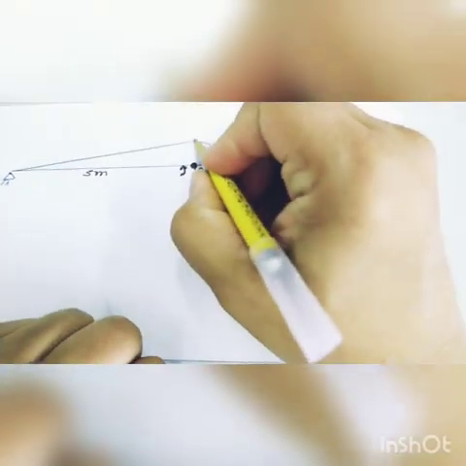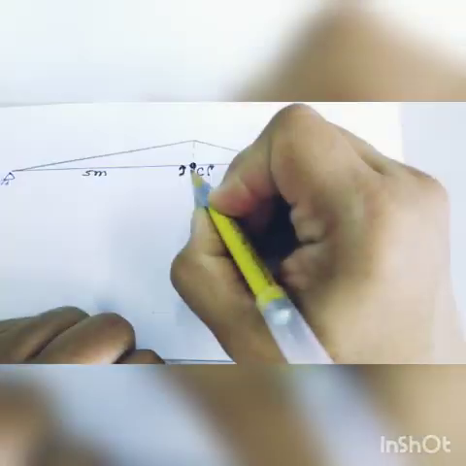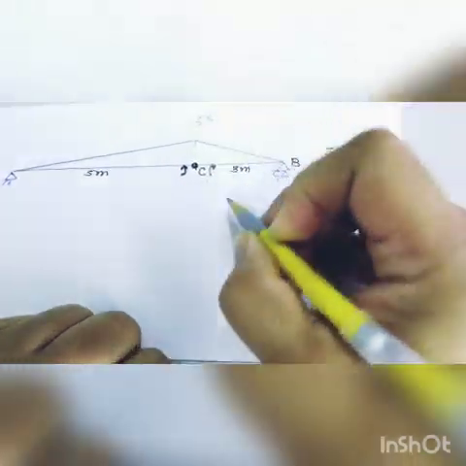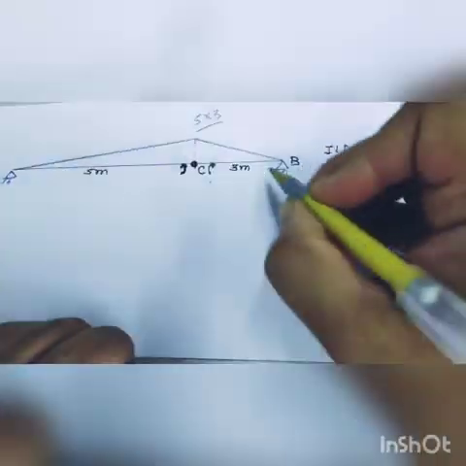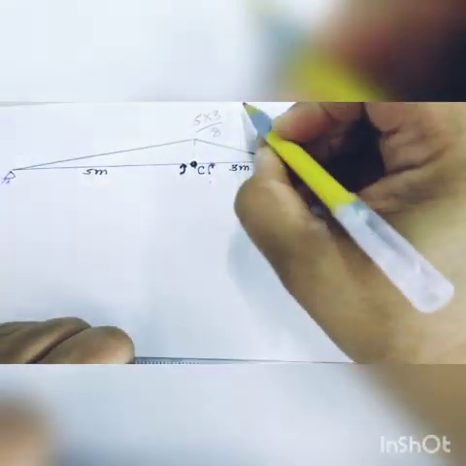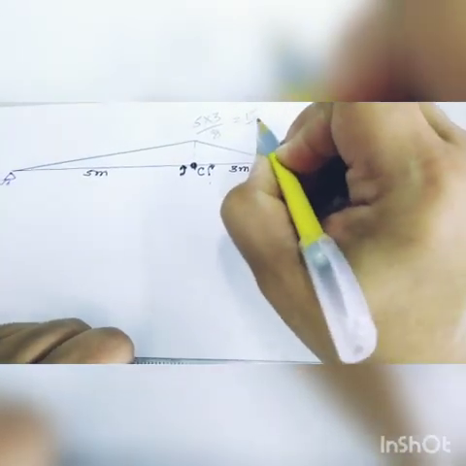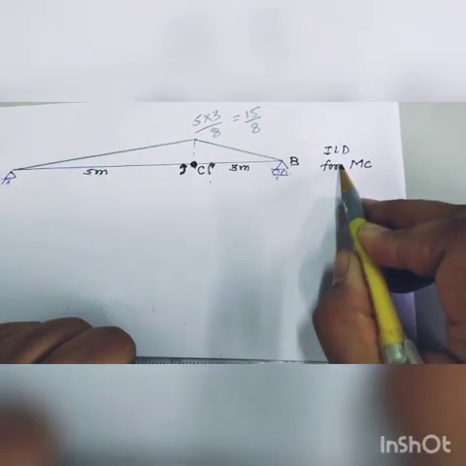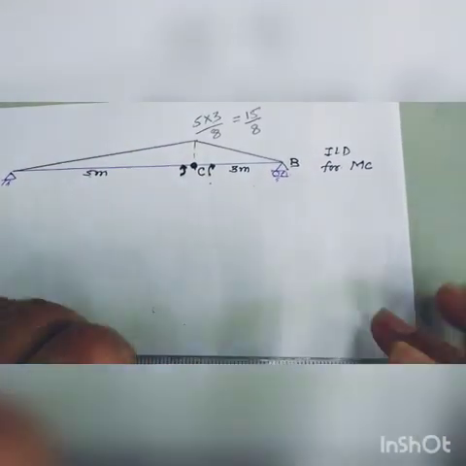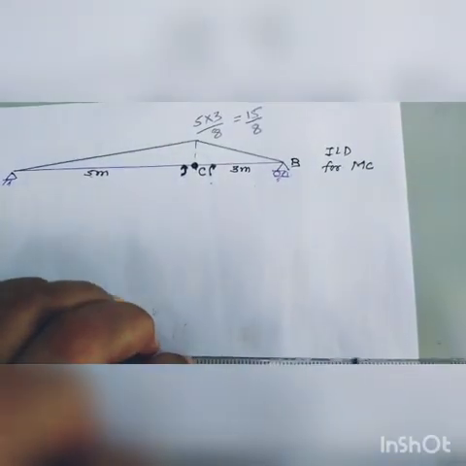And the ordinate at point C is this distance A to C, 5 meter, multiplied by the distance C to B, 3 meter, divided by the total span 8 meter. So it is 15 by 8. This is the influence line diagram for MC. In the next video, we calculate the ordinate at 1 meter interval.